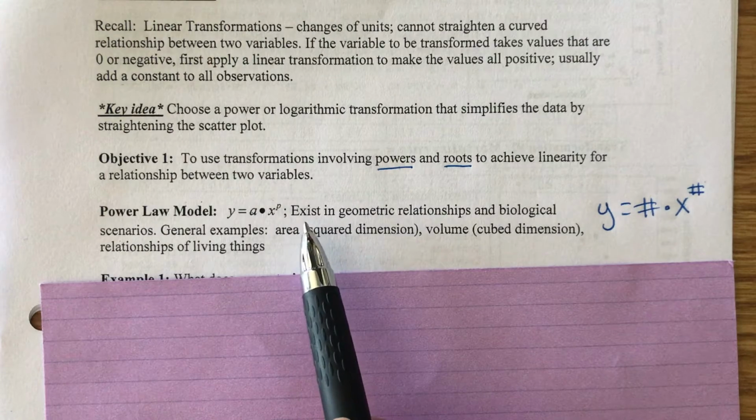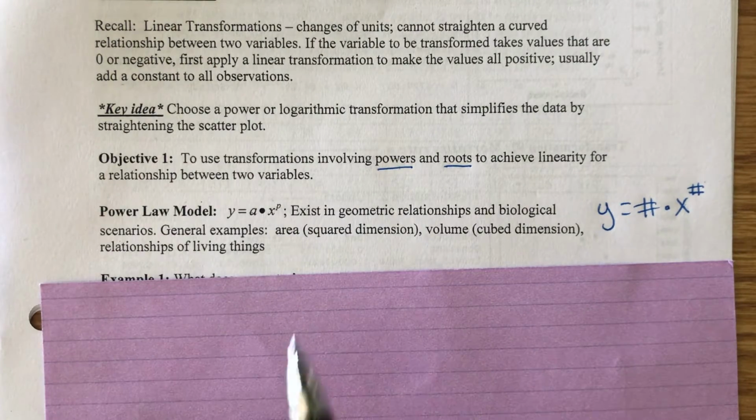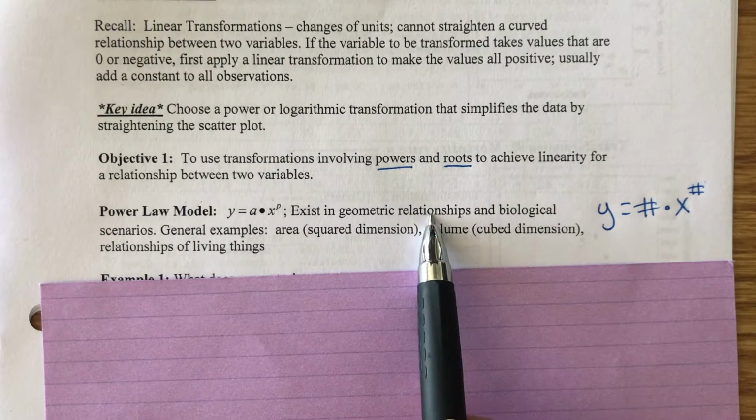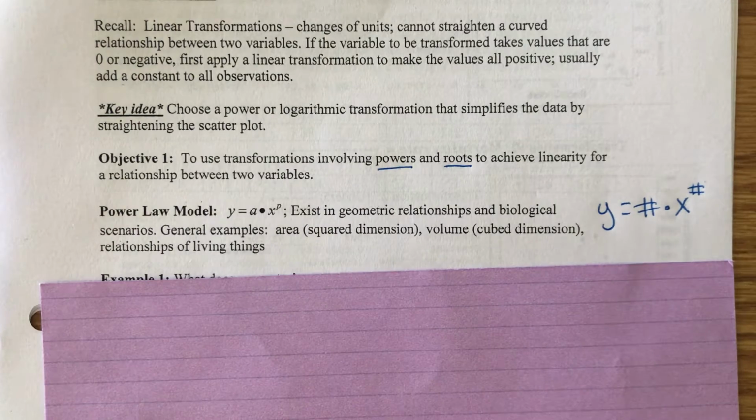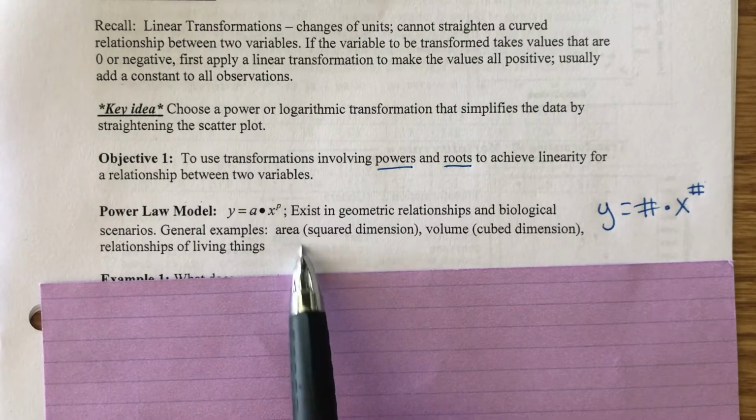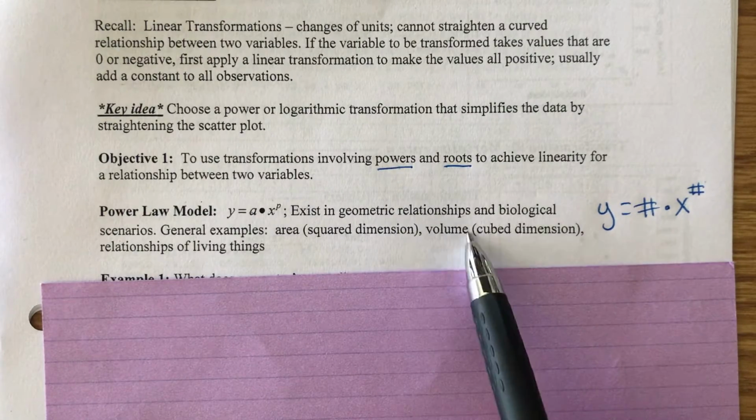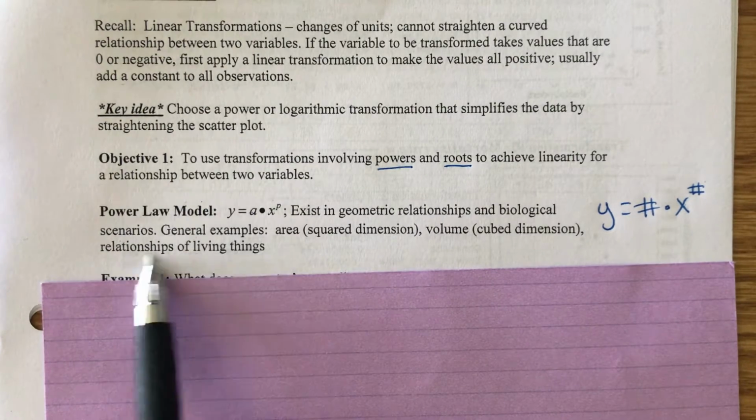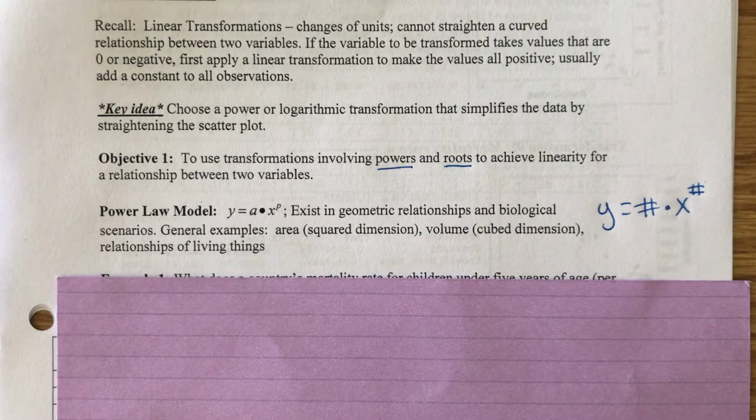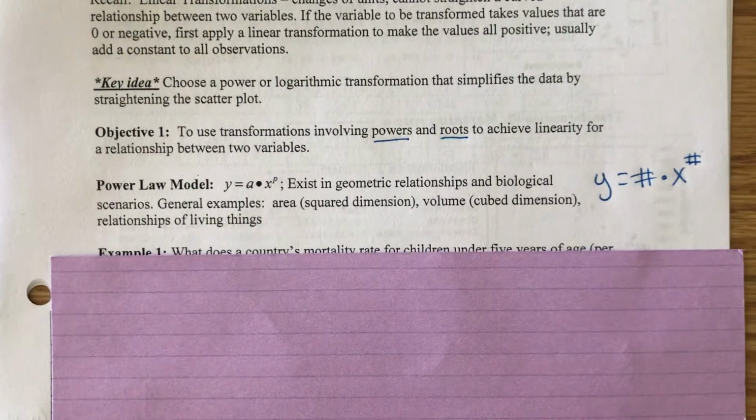The most common places you're going to see this, the vocab that we're going to have in the problems, is geometric relationships and biological scenarios. So geometric would be area, right? The area of a table, the area of a farm, the area of whatever it would be, because that's length times width. So it's a squared dimension. And things that have volume, cube dimensions, okay? So volume can be like the volume of a person or the volume of an item. And anything where we have relationships of living things, because then they work together, okay? And we'll go through that as we talk about those different examples.